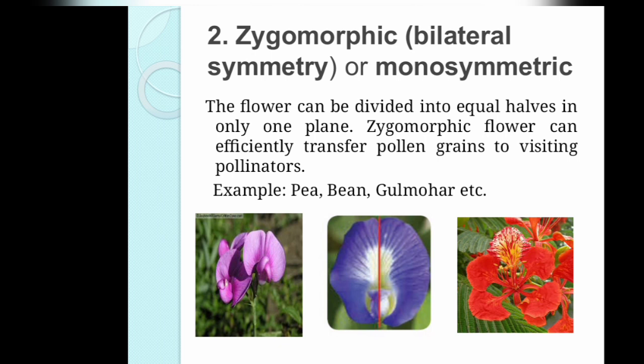So in this picture you can see the divided flower. Only in this plane is it divided into two equal halves. Otherwise, in any other plane passing through the center, the whole flower is not divided into two equal halves. And this is known as a zygomorphic flower. Examples are found in pea, bean, gulmohar.